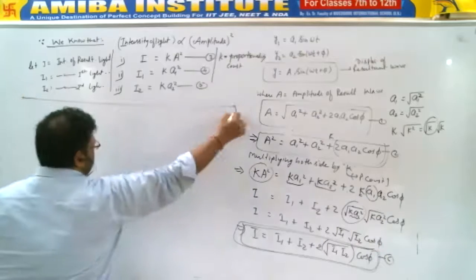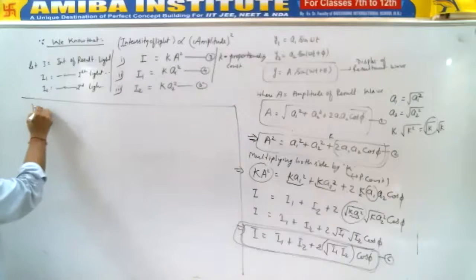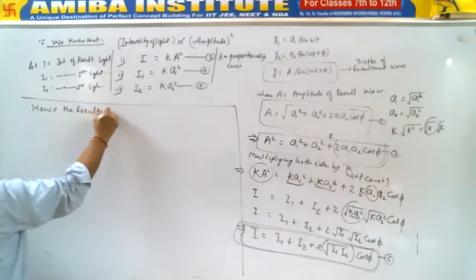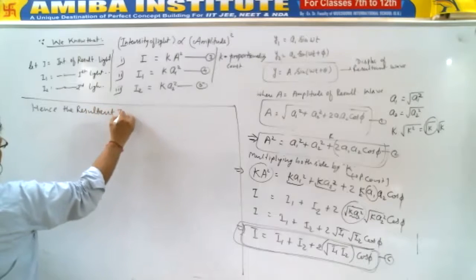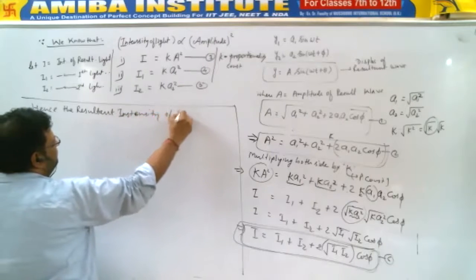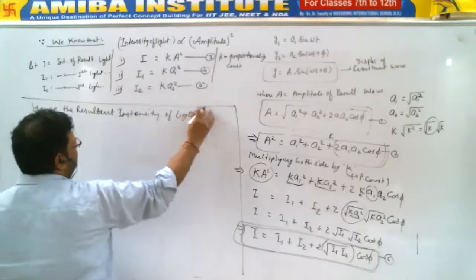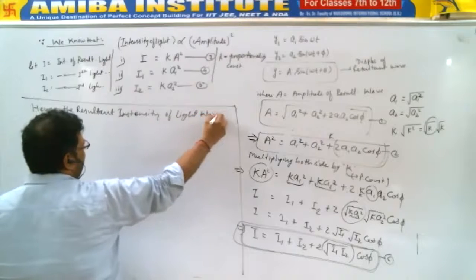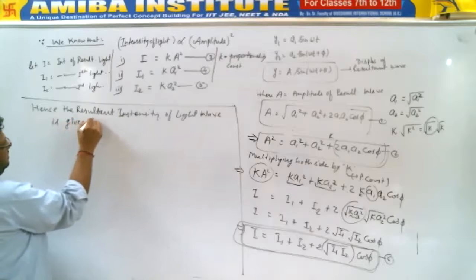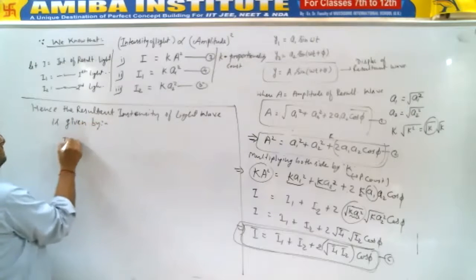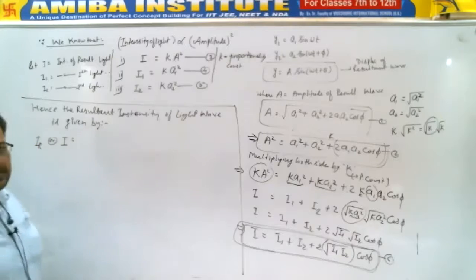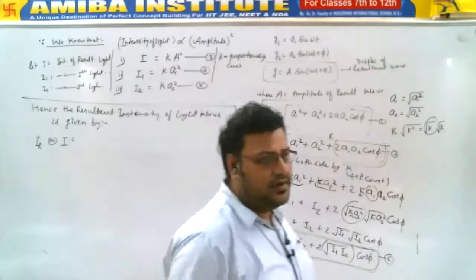Hence, the resultant intensity of light, or light wave, is given by the relation I equals, or more specifically I_R, where I_R means resultant intensity.